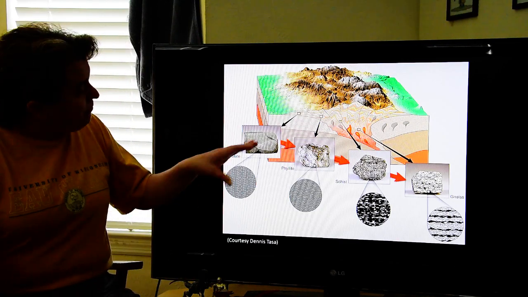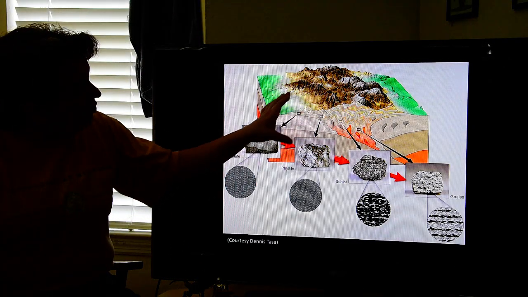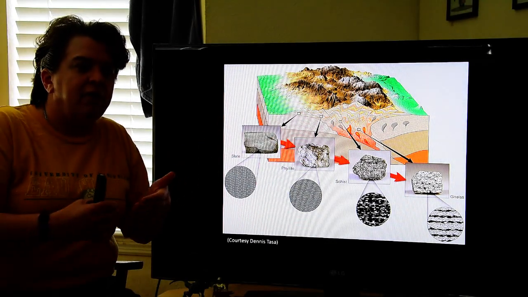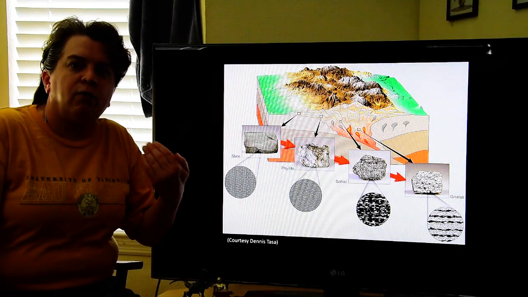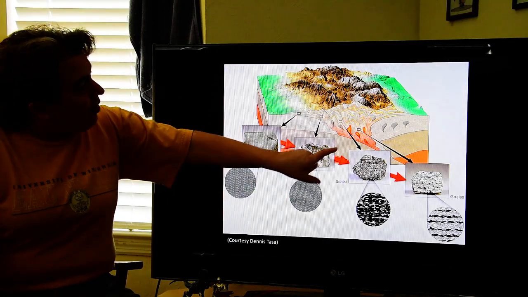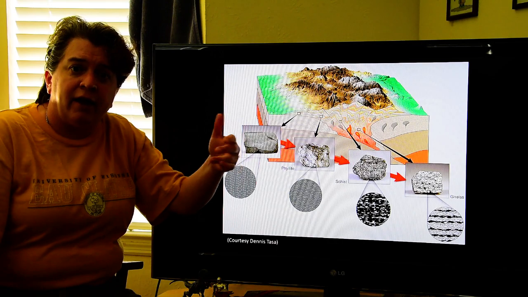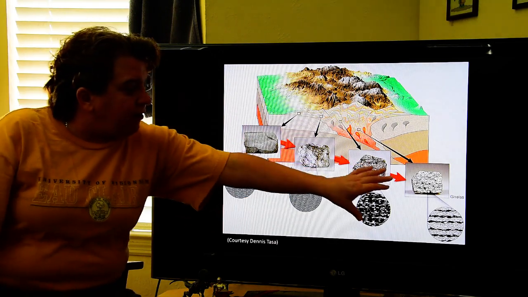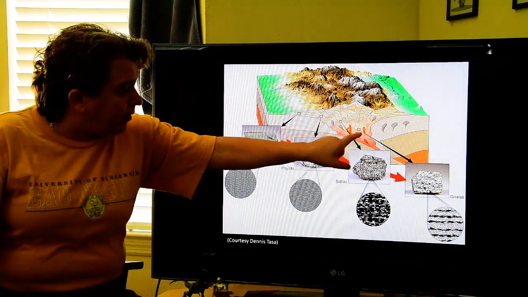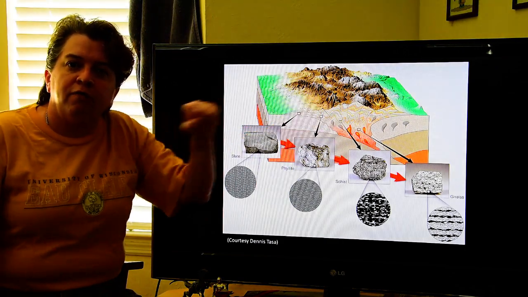You can imagine at the edges of the mountain range, there's not going to be quite as much heat or quite as much pressure. But in the central part of the mountain range, there's going to be a lot of high heat and high pressure. So the rocks are going to change quite a bit in that core of the mountain range.